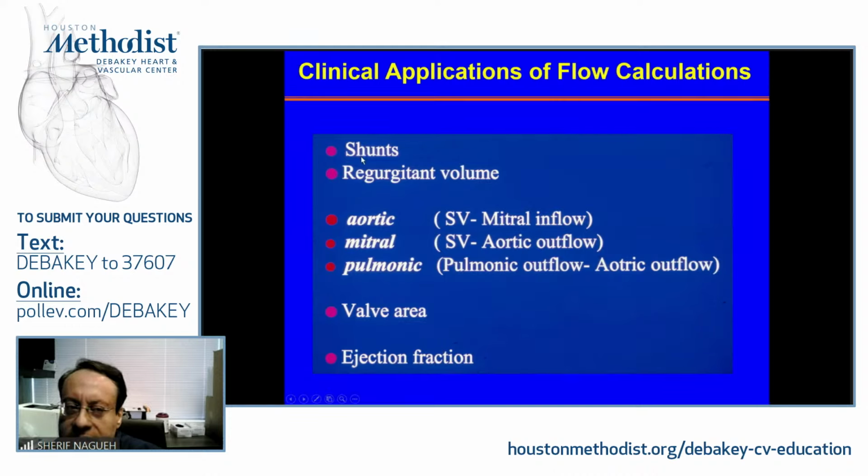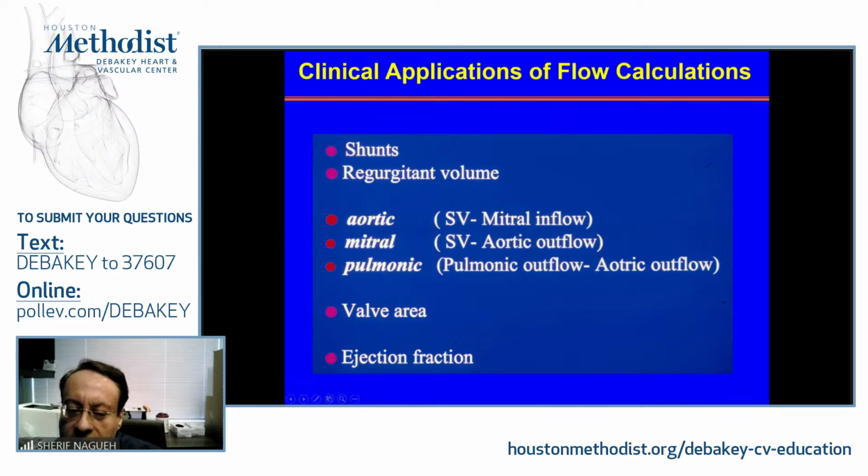For example, calculating shunts, or the ratio of flow across the pulmonary circulation to the flow across the systemic circulation. Determining regurgitant volumes. How do you determine aortic regurgitation? It's the difference between the stroke volume and mitral inflow. Mitral regurgitation, difference between stroke volume and aortic outflow. And pulmonic regurgitant volume is the difference between flow through the pulmonic valve or the right ventricular outflow tract and aortic flow. We use it a lot in the valve area calculations and the continuity principle.